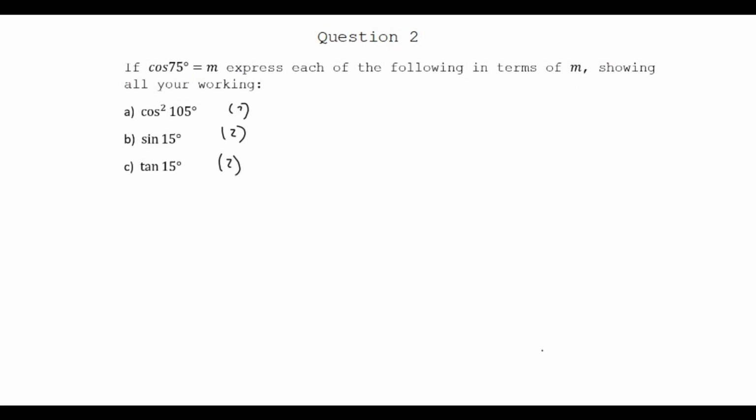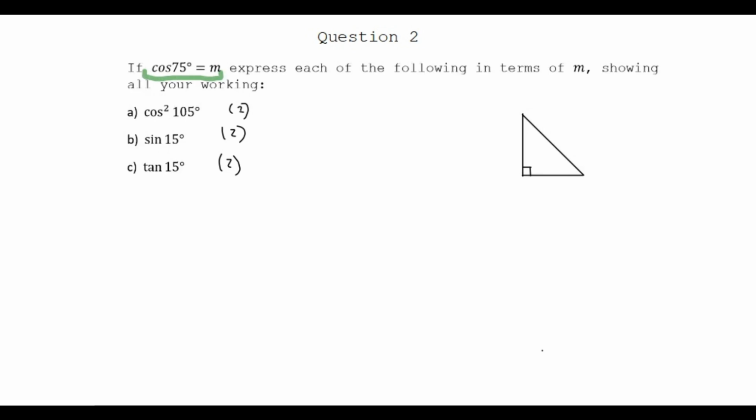Now, whenever you see m or p or a letter, whenever they give you a trig ratio with an angle equals to a singular letter, I would like you to do yourself a favor and draw a right angled triangle immediately. This is going to help us. You can choose any one of the angles to be our reference angle. I'm going to choose this one over here, which is our 75 degrees.